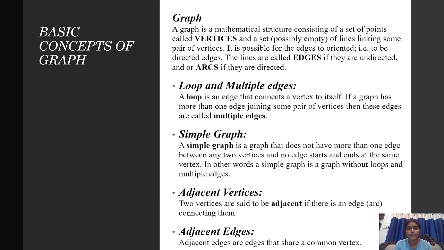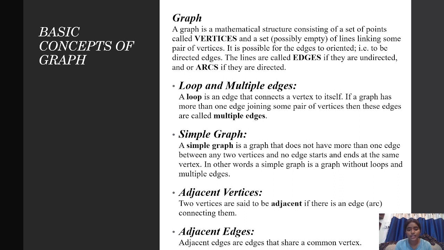So what is a loop and multiple edges? A loop is an edge that connects a vertex to itself. If the graph has more than one edge joining some pair of vertices, then these edges are called multiple edges. Simple graph. A simple graph is a graph that doesn't have more than one edge between any two vertices, and no edge starts and ends at the same vertex. In other words, a simple graph is a graph without loops and multiple edges.